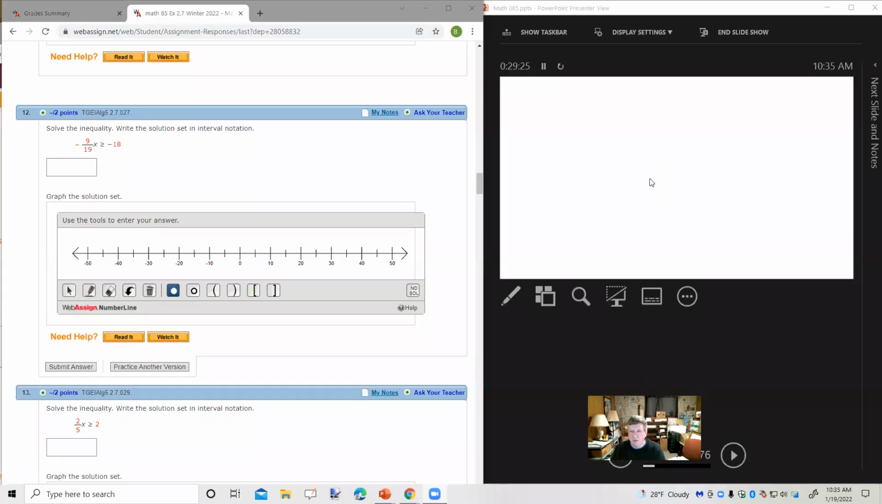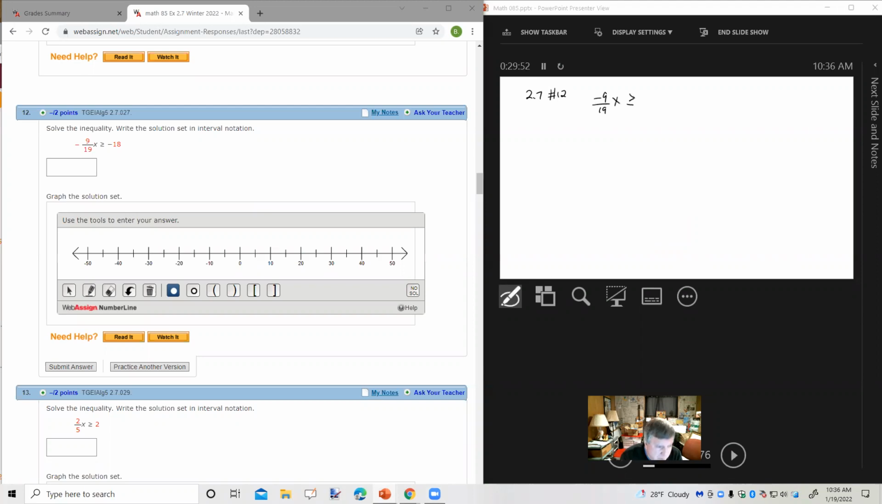What I want to do is just look at some of these graphs. Let's take a look at this one, for instance. Sorry, it takes me a while to switch between things. I'm trying not to show any students' names in terms of work. All right, let's just take a look at this number 12 in WebAssign. This is from 2.7. It says solve the inequality, write the solution set in interval notation. So this is like 2.7 number 12.